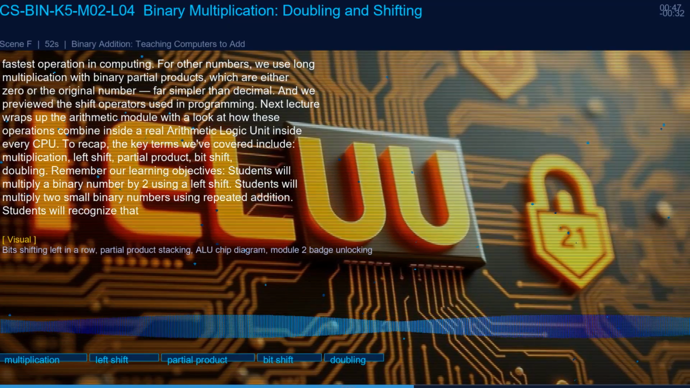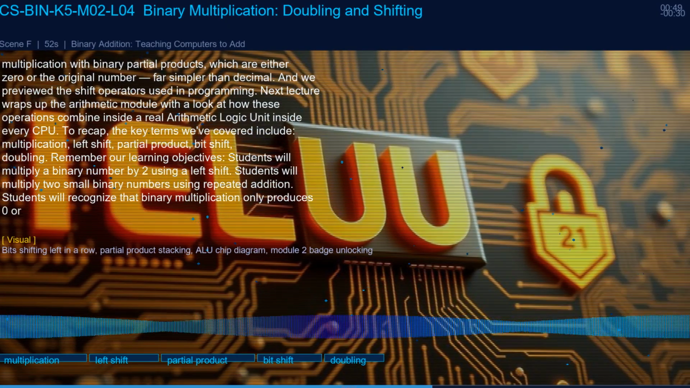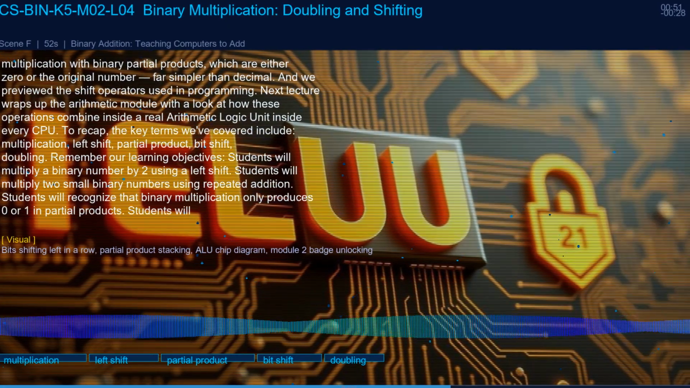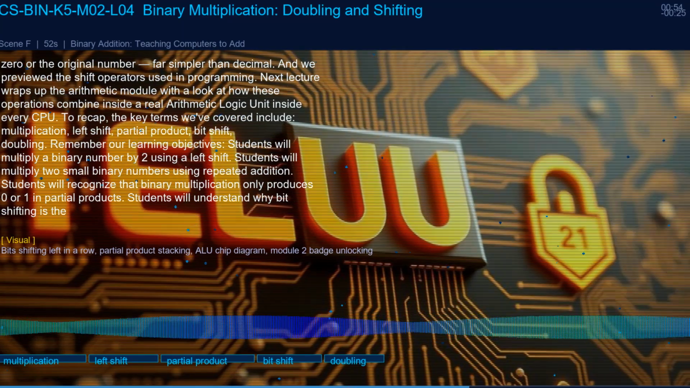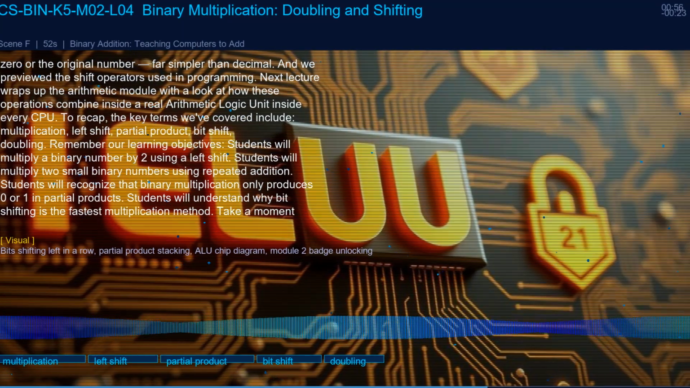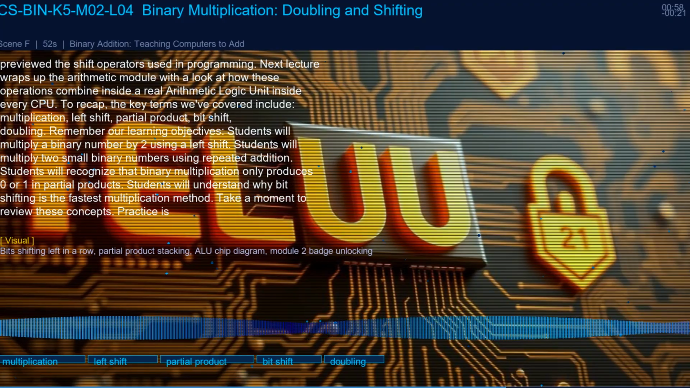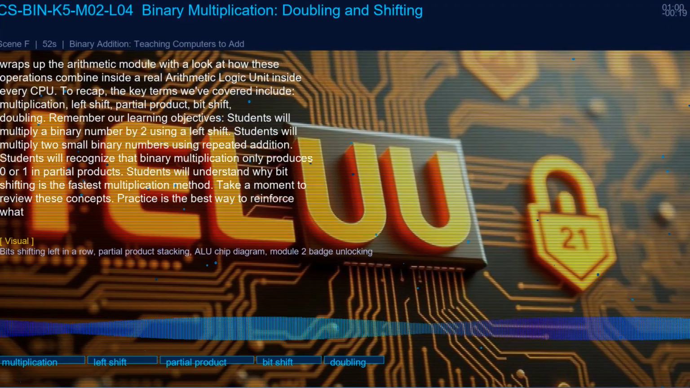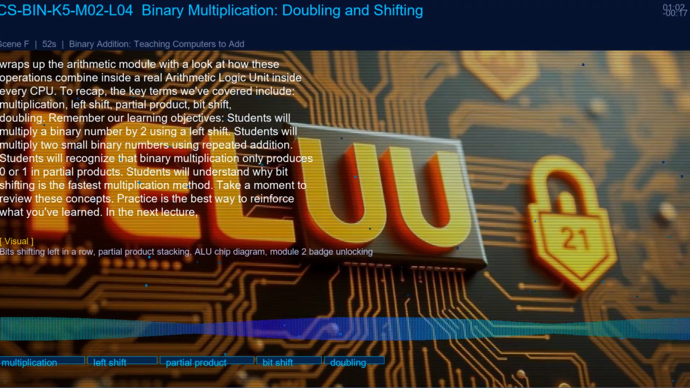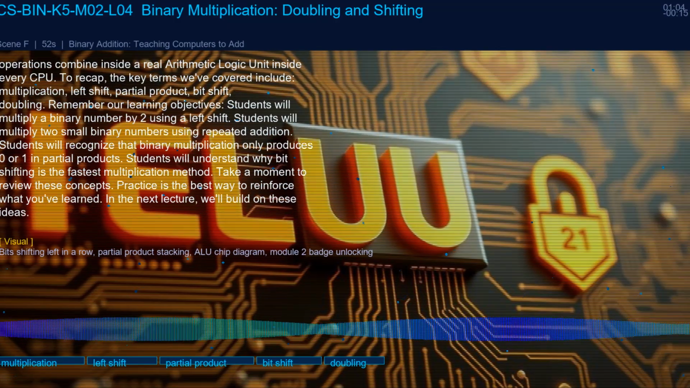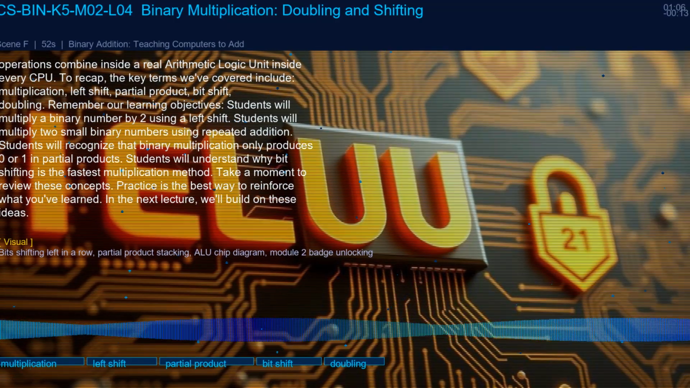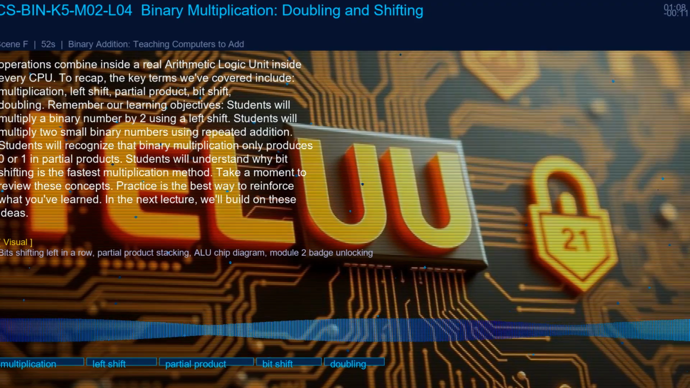Remember our learning objectives. Students will multiply a binary number by 2 using a left shift. Students will multiply two small binary numbers using repeated addition. Students will recognize that binary multiplication only produces 0 or 1 in partial products. Students will understand why bit shifting is the fastest multiplication method.